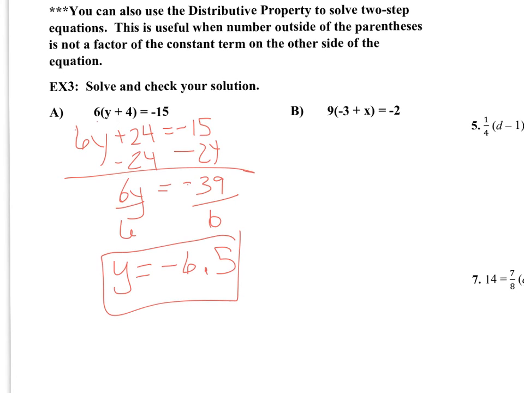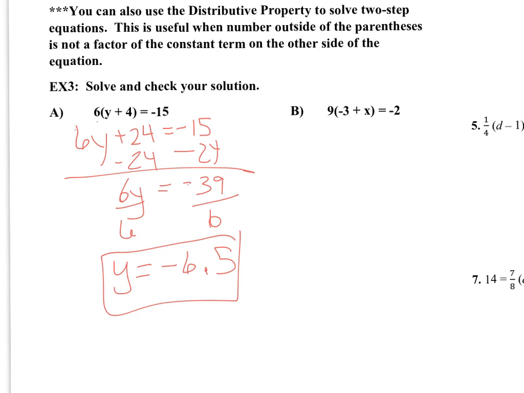And then, of course, you can check your solution by substituting it back into the original equation. So we just go 6 times negative 6.5, and we add it to the 24, and we just make sure that it ends up being negative 15.